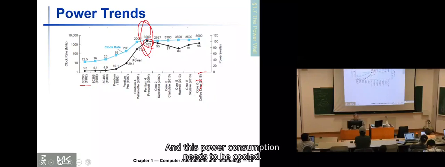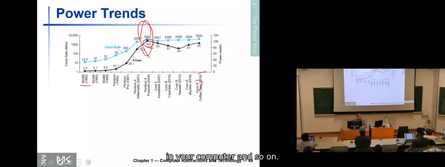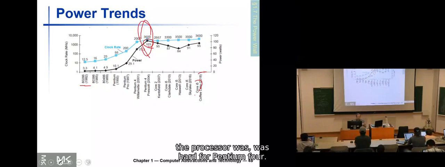And this power consumption needs to be cooled. You have to have heat sinks to put on the processor. You might need some kind of cooling mechanism to make them cool, a fan in your computer and so on. So cooling down the CPU, the processor, was hard for Pentium 4. And as you could see, at this time, they had almost reached the maximum power dissipation for a chip.